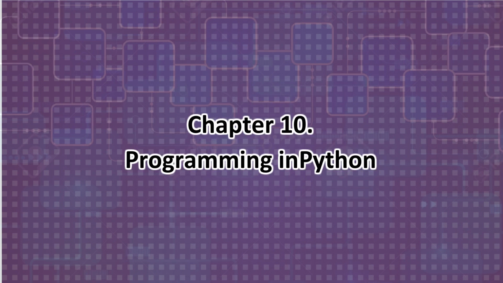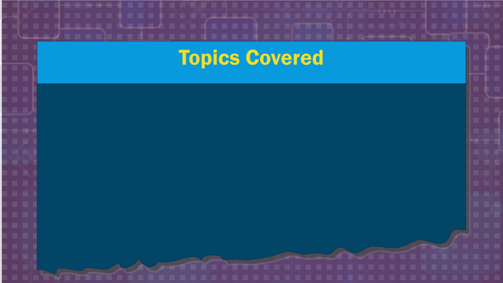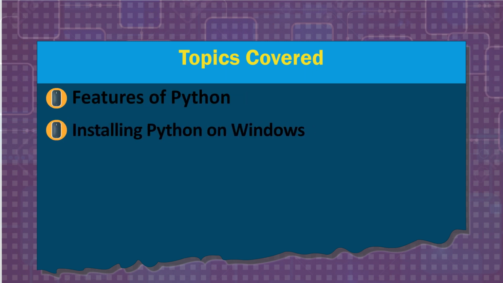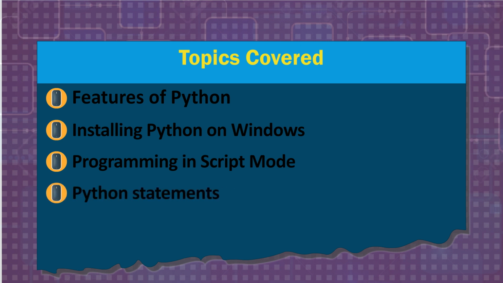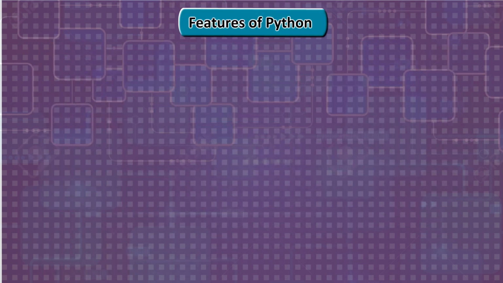Chapter 10. Programming in Python. Topics covered: Features of Python. Installing Python on Windows. Programming in script mode. Python statements. Converting values.